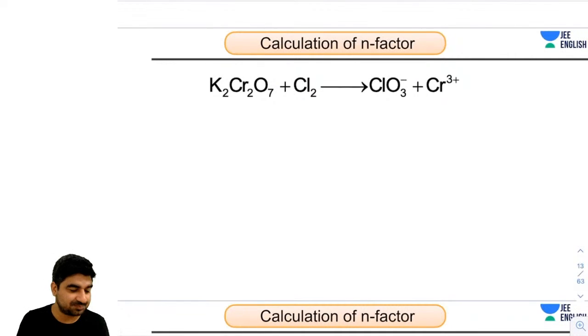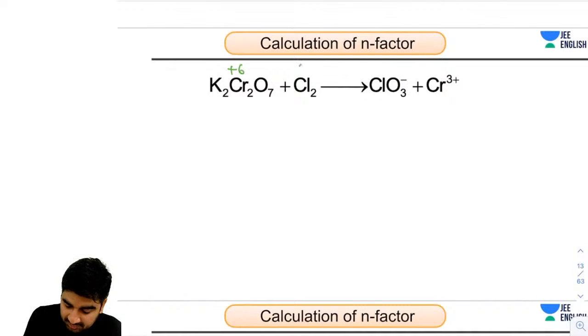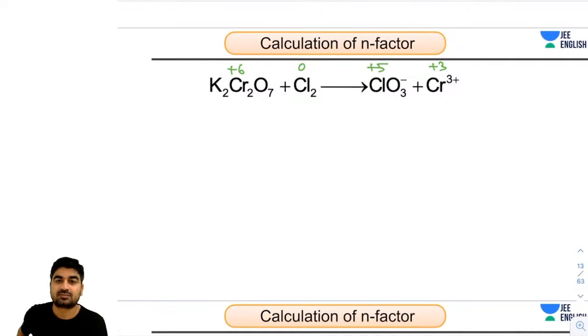Hi, Matthews. Calculate n factor for these guys. So just write down the oxidation state of each element here: +6, 0, +3, +5. Okay, write it down.